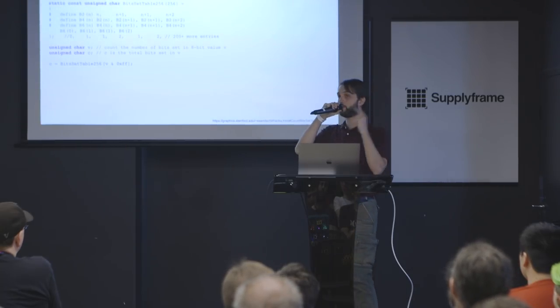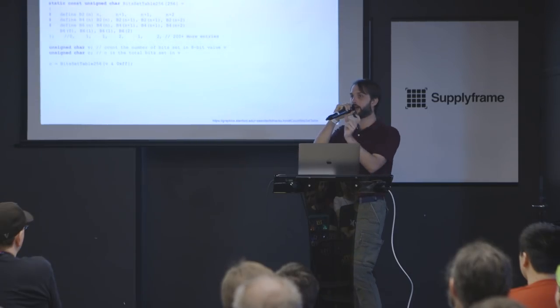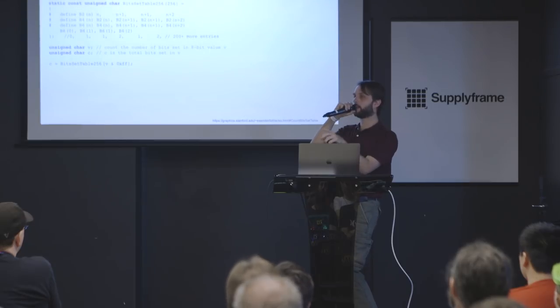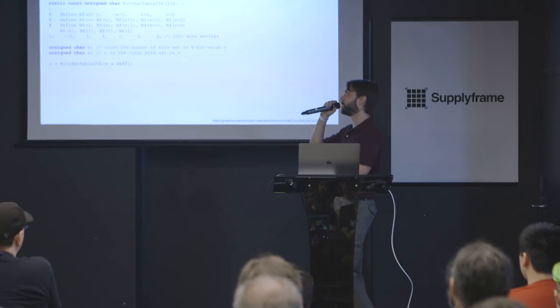So if you want to do this for 32 bits, you can simply look up the top nibble, add it to the next nibble, or top byte, add it to the next byte down, add it to the next byte down, add it to the next byte down.